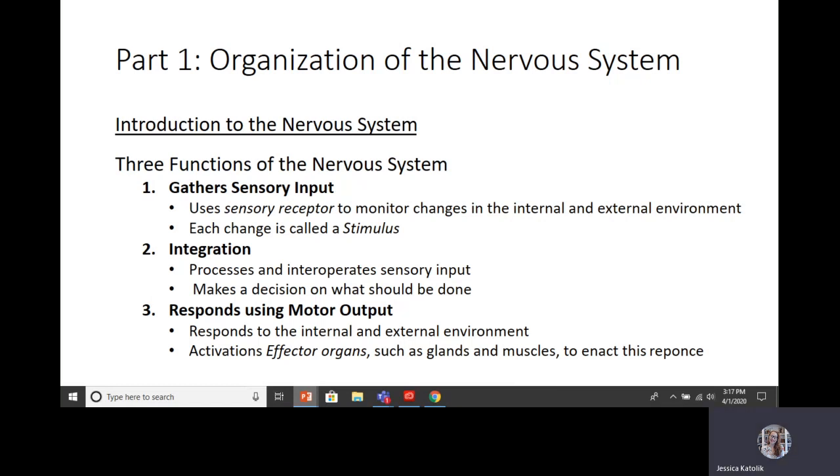So take a moment to be able to go over different ways your nervous system is gathering sensory input, integrating that information, and creating a response.